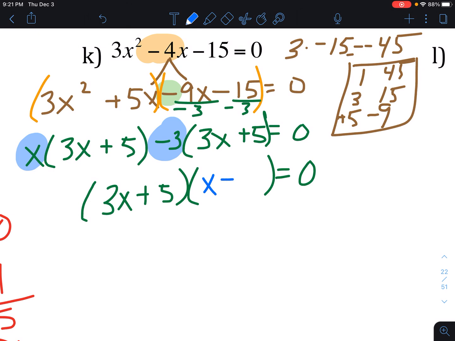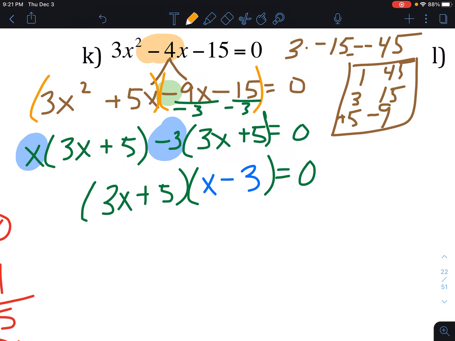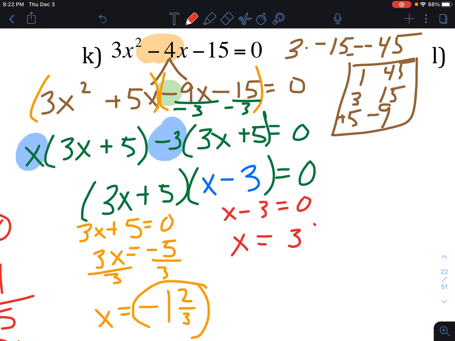So your GCFs get put together in the other set of parentheses, x minus 3. So now you need to go through and get your answers for each of them. Your first one, you say 3x plus 5 equals 0. So you're going to solve that, subtract 5, then divide by 3, and we're going to call this negative 5/3. And your second one is x minus 3 equals 0. So that would have to be 3.